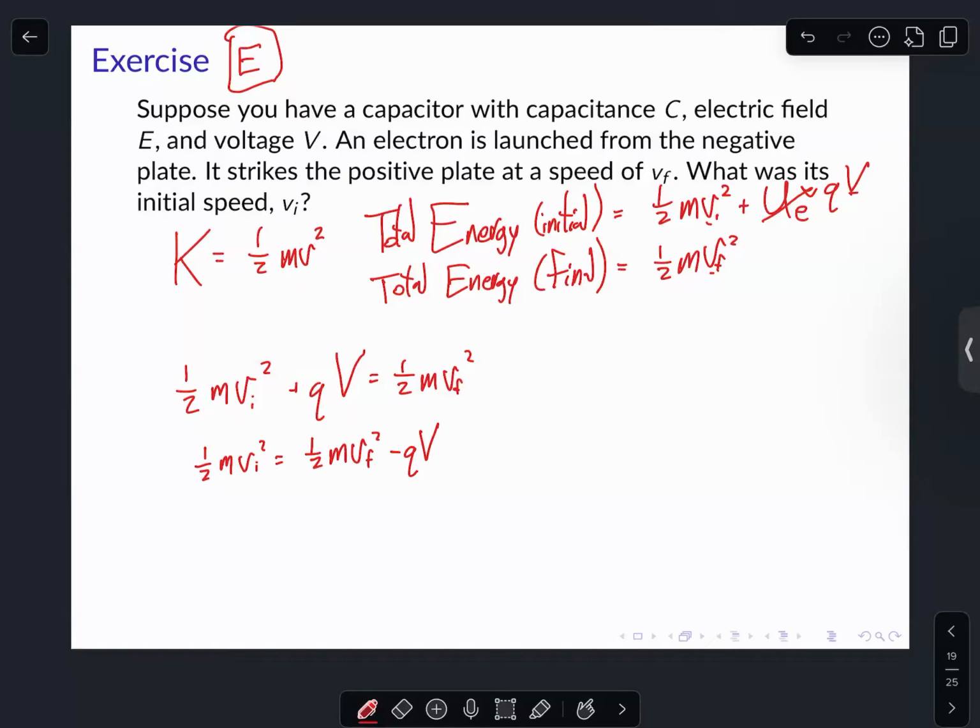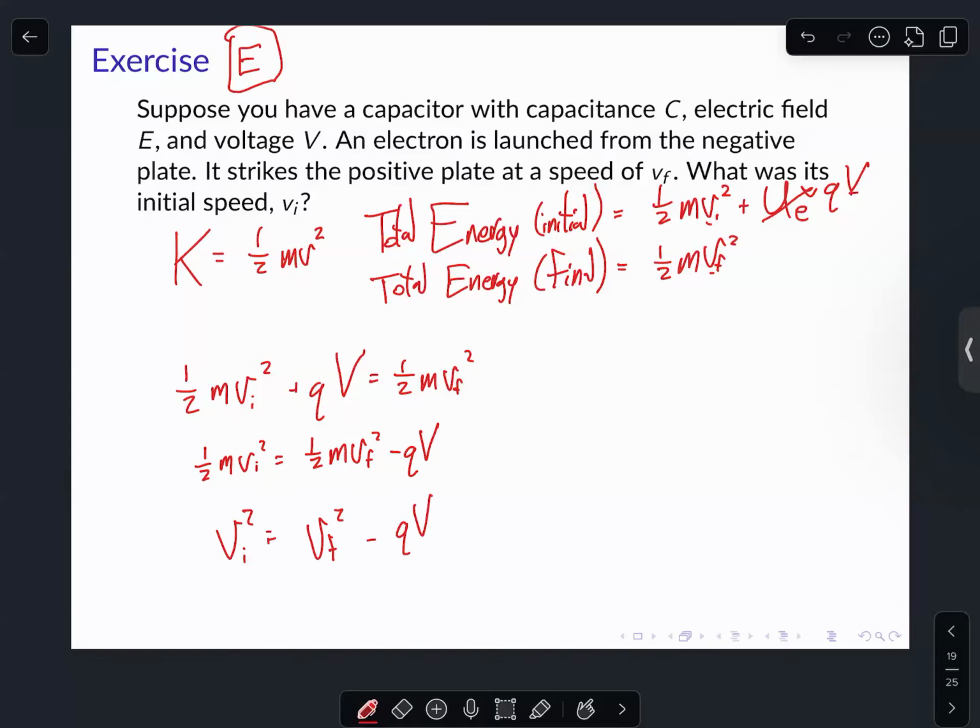Second step, if I were evaluating, I would square first, then I would multiply by half m. If I'm algebraing to get v initial, I would multiply by 2 over m, getting rid of the multiplier before I get rid of the square. You undo order of operations. So how do I get rid of half m? I multiply by 2 over m. If I multiply only the left side, I get v initial squared equals v final squared minus qV, right? But half of you did that.